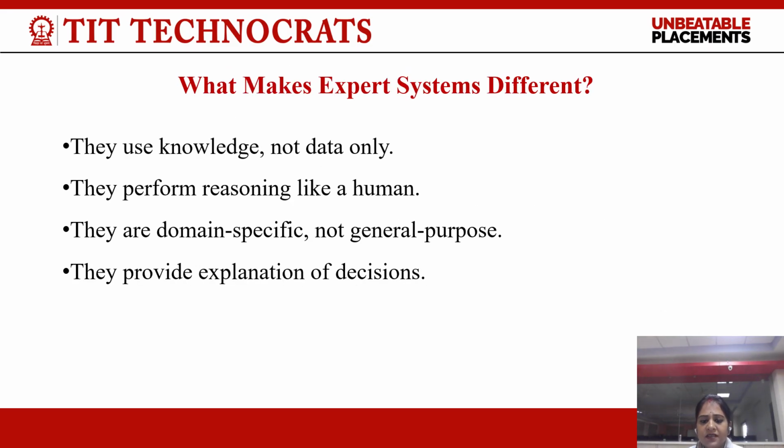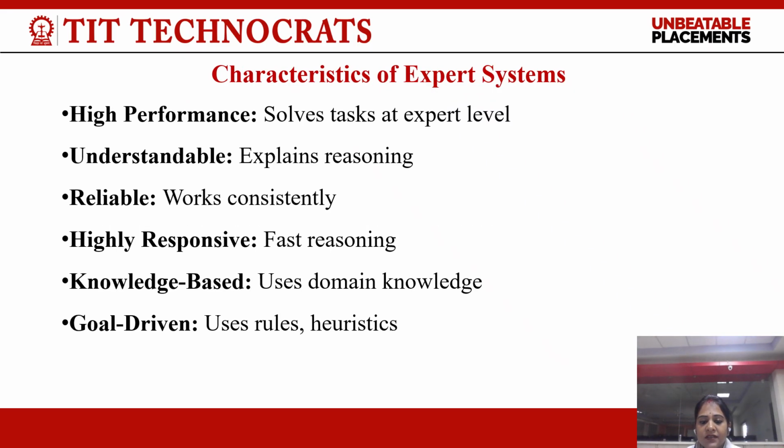What makes expert systems different? Expert systems don't work like normal software. They do not just take data, they use knowledge like a human expert. They are domain specific, reasoning based, explainable. They will tell why they reached a conclusion. For example, if the system says you have a fever, it can also say because your temperature is above 101 degree Fahrenheit.